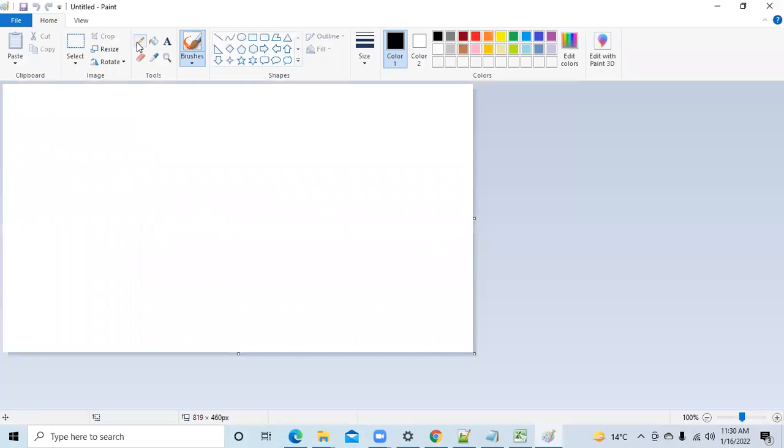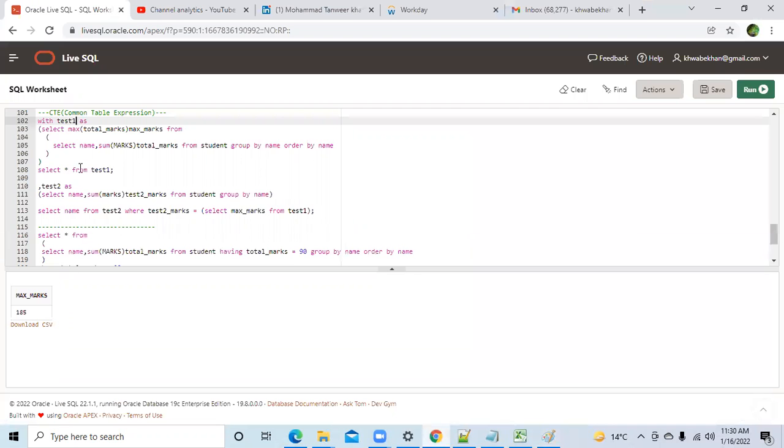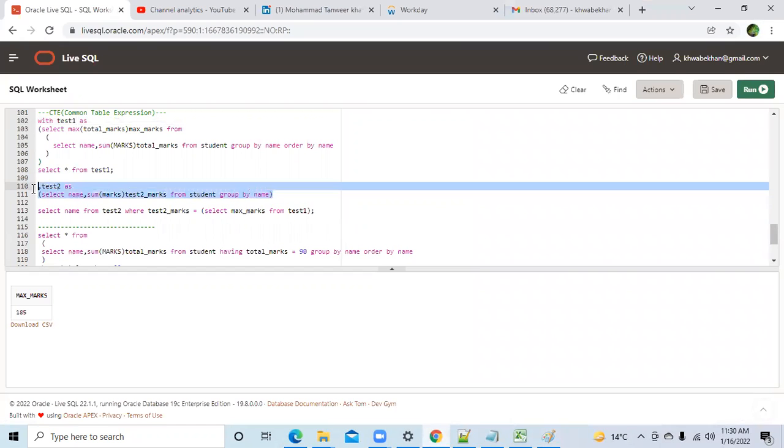So this is like a bucket, and the name of this bucket is test one. Now in this bucket, what is present? 185. You understood so far? Okay, very good. Now this is over. Now coming to this one. From this, you guys tell me what I'm trying to do.